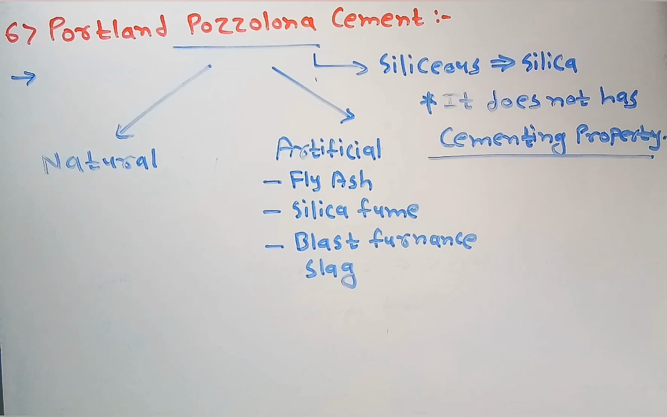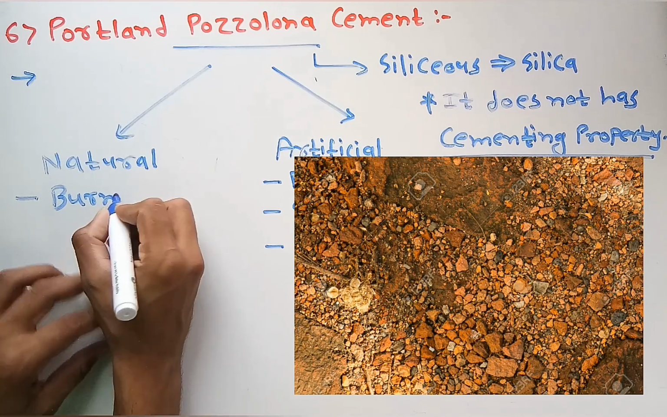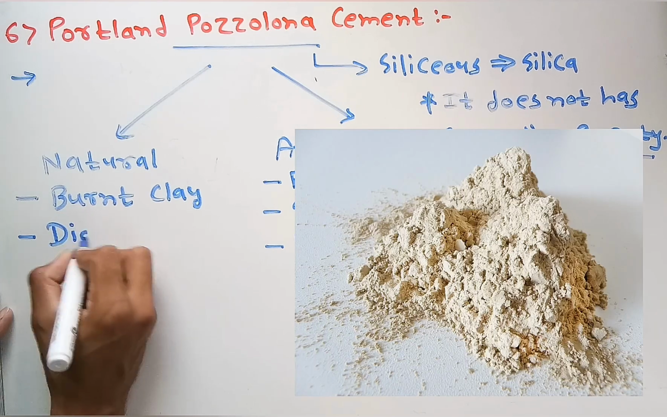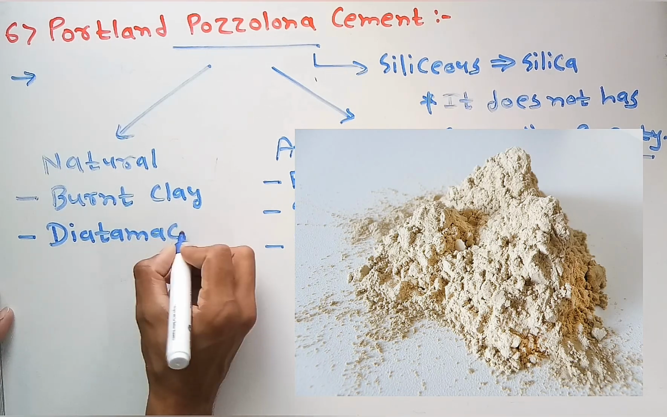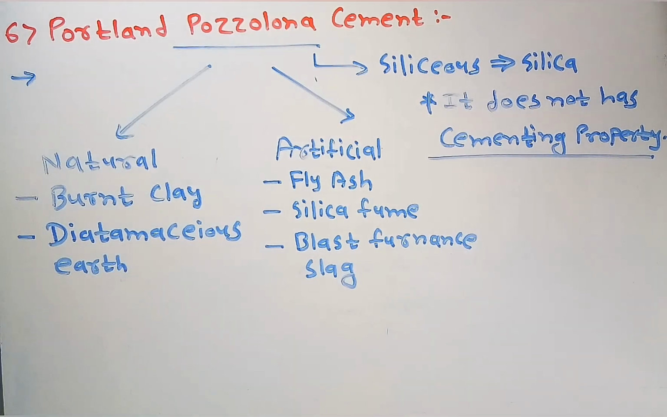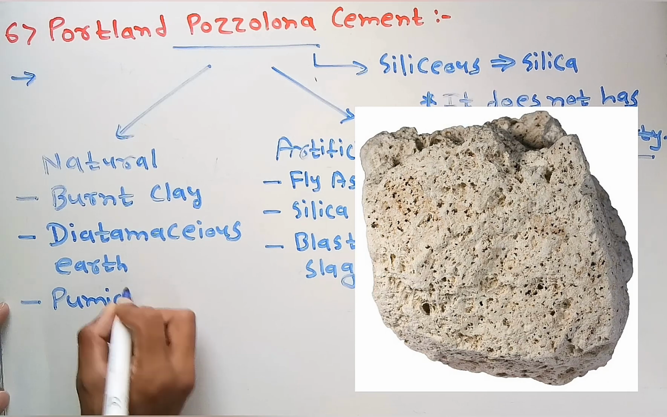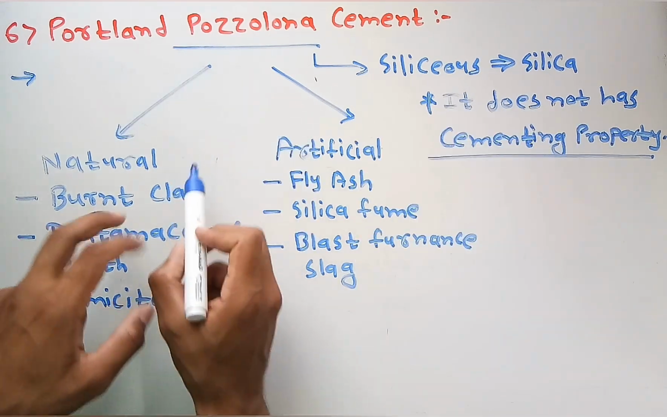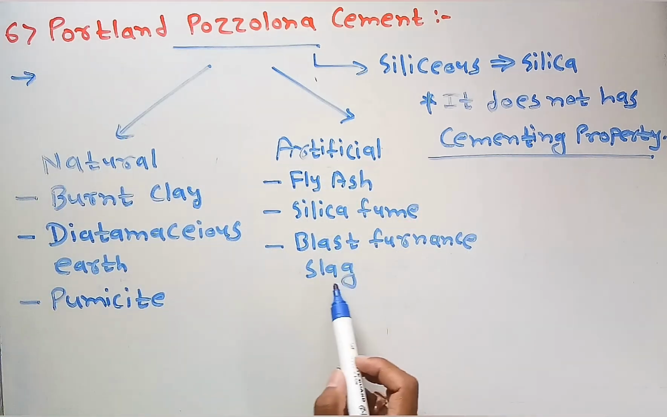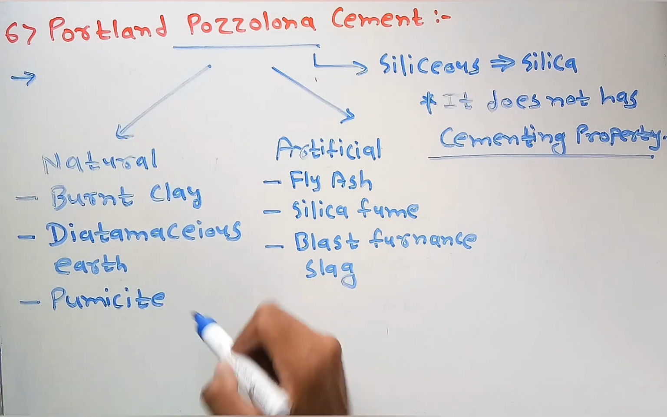And in natural pozzolana, we can give examples such as burnt clay, diatomaceous earth, and pumicite. So pozzolana has two types, natural and artificial. In artificial: fly ash, silica fume, blast furnace slag, and in the natural section: burnt clay, diatomaceous earth, and pumicite.